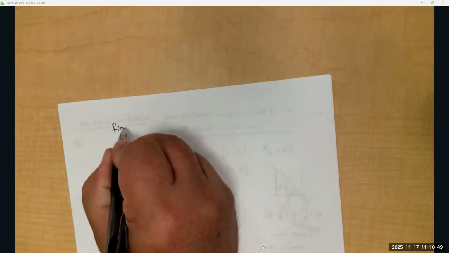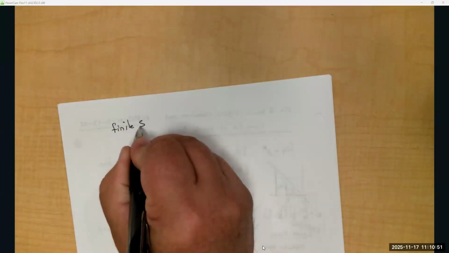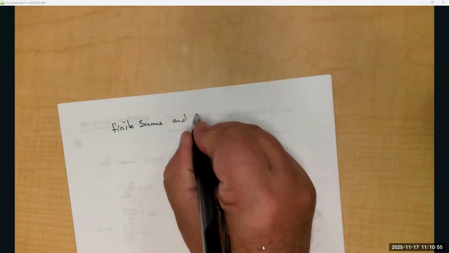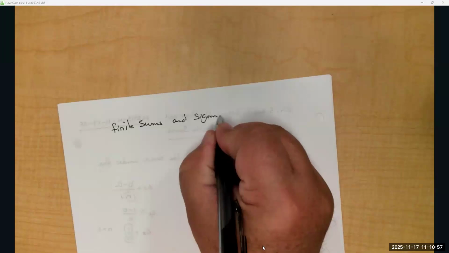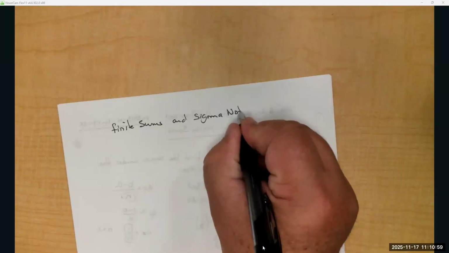This section deals with finite sums and the sigma notation.